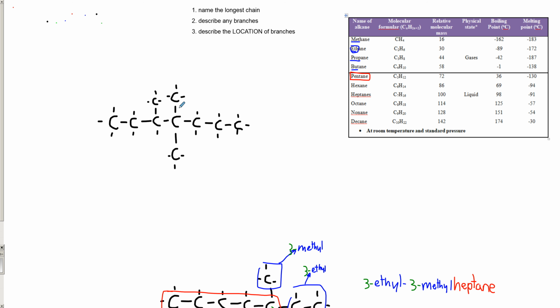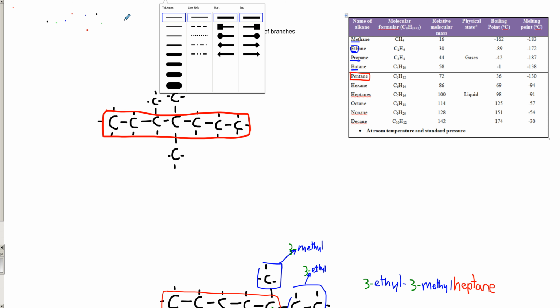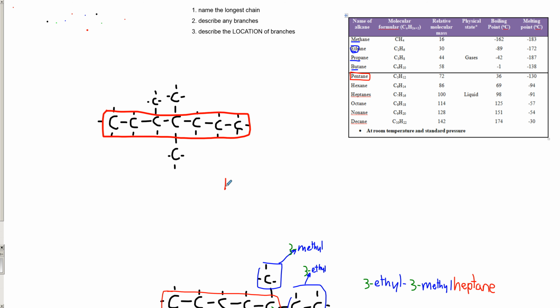Now we can draw our main chain, and this is just straight left to right, 7 carbons. So that's going to be called heptane. And now we have to describe branches. Hey, look, there's one branch, there's another branch, there's another branch. How many methyl groups do I have? I have 3.